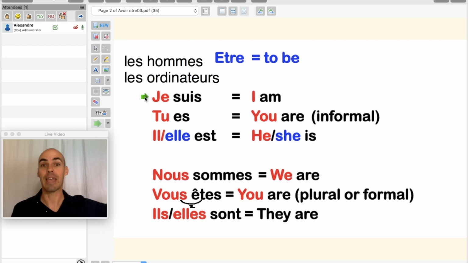So, okay. Again, je suis, tu es, il est, elle est, nous sommes, vous êtes, ils sont, elles sont. Okay? You'll notice that those silent consonants, I did not pronounce them. Je suis, tu es, il est, nous sommes, vous êtes, ils sont. D'accord? Now, this is how I would read this conjugation, okay?